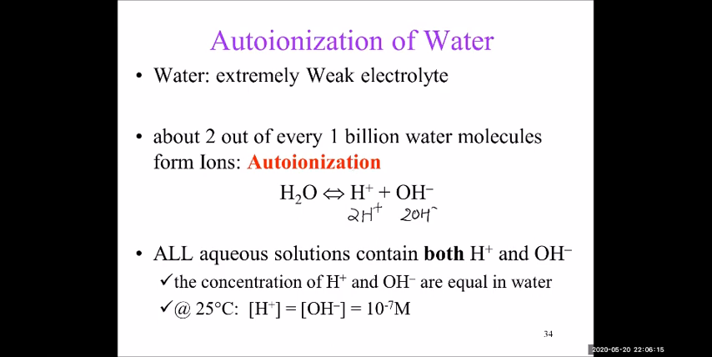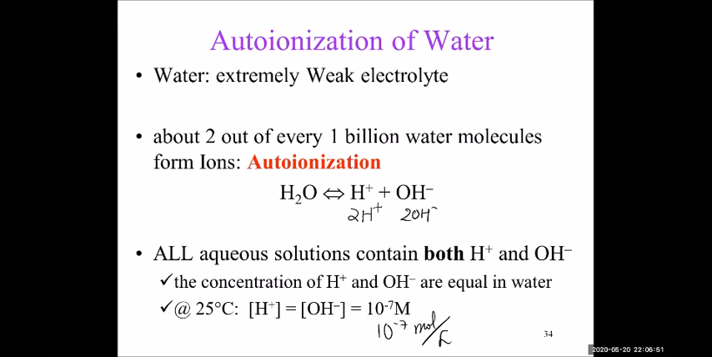And the actual concentration, in pure water, these ions both come from water. So in pure water, these 2 concentrations will be an equal amount. And they both equal 10 to the negative 7 mole per liter. And so 10 to the negative 7 is basically 1/10 of a millionth.